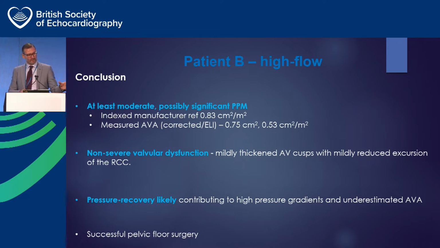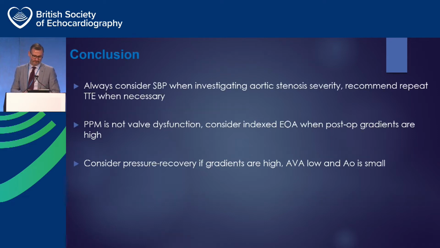And then when we corrected her valve area for pressure recovery, this brought it closer to supporting that there might be an element of patient prosthesis mismatch with some degree of valvular dysfunction, albeit not severe, but that in fact the pressure recovery, where the high velocity flow through the aorta, was contributing to the high pressure gradients in our low aortic valve area.